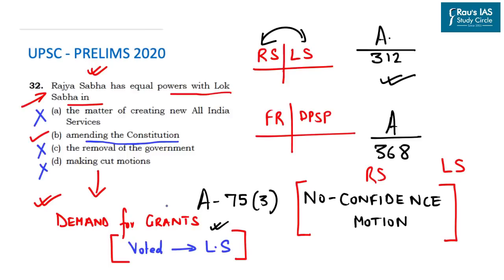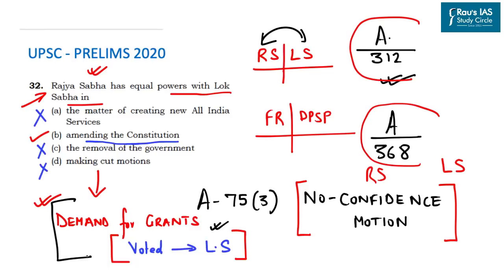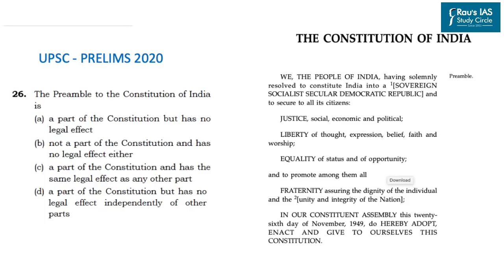Thus, it is important to have conceptual clarity not only with respect to functionings of Rajya Sabha but also with respect to Article 312, Article 368 of the Indian Constitution, and also with respect to the functioning of demand for grants. Now let's take up our next question on preamble to the Constitution of India.